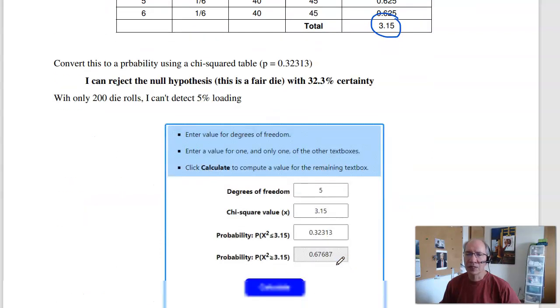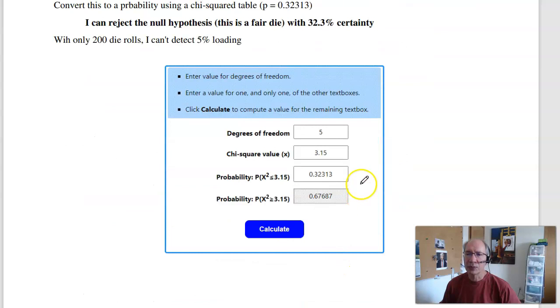Now to convert that to a probability, again I go to a chi-squared table or a stat track. I have 6 bins, meaning 5 degrees of freedom. My chi-squared value is 3.15, corresponds to a probability of 32%. So with 240 die rolls, I'm only 32% certain that this is not a fair die. Basically, I can't detect 5% loading with 240 die rolls. You probably can't.